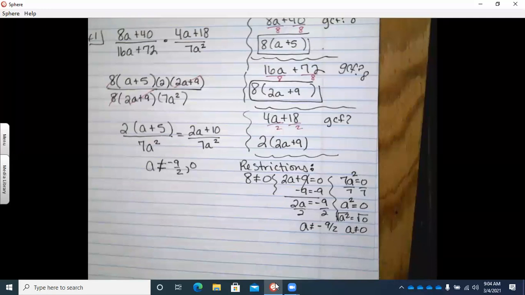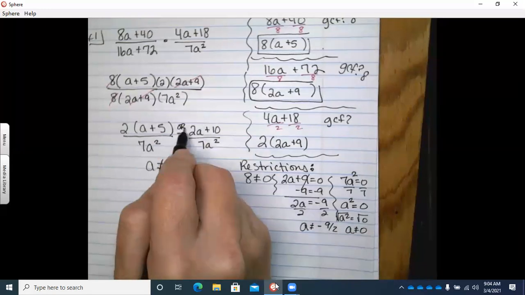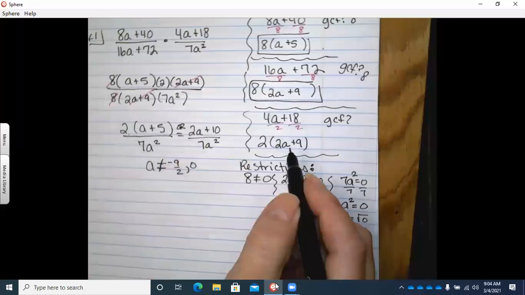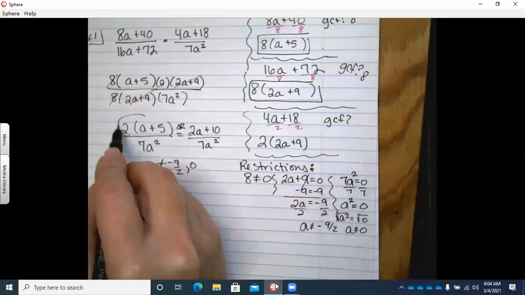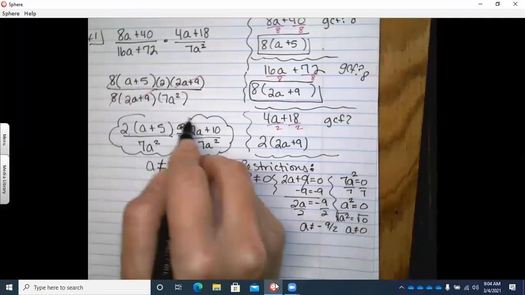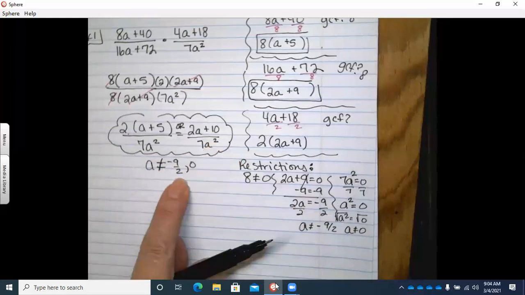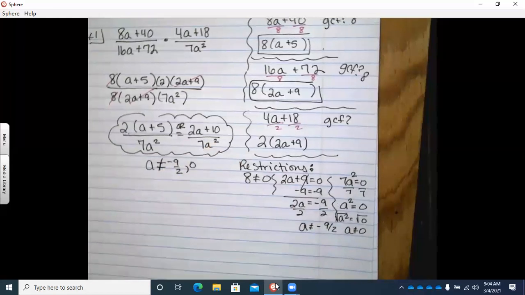So my answer is either of these fractions: 2 times the quantity of a plus 5 divided by 7a squared, or I could say 2a plus 10 equals 7a squared. That's the answer. These are my restrictions. This is saying this is true as long as a is not equal to negative 9/2 or 0. And that comes into play a lot when you're solving rational equations too. Okay?